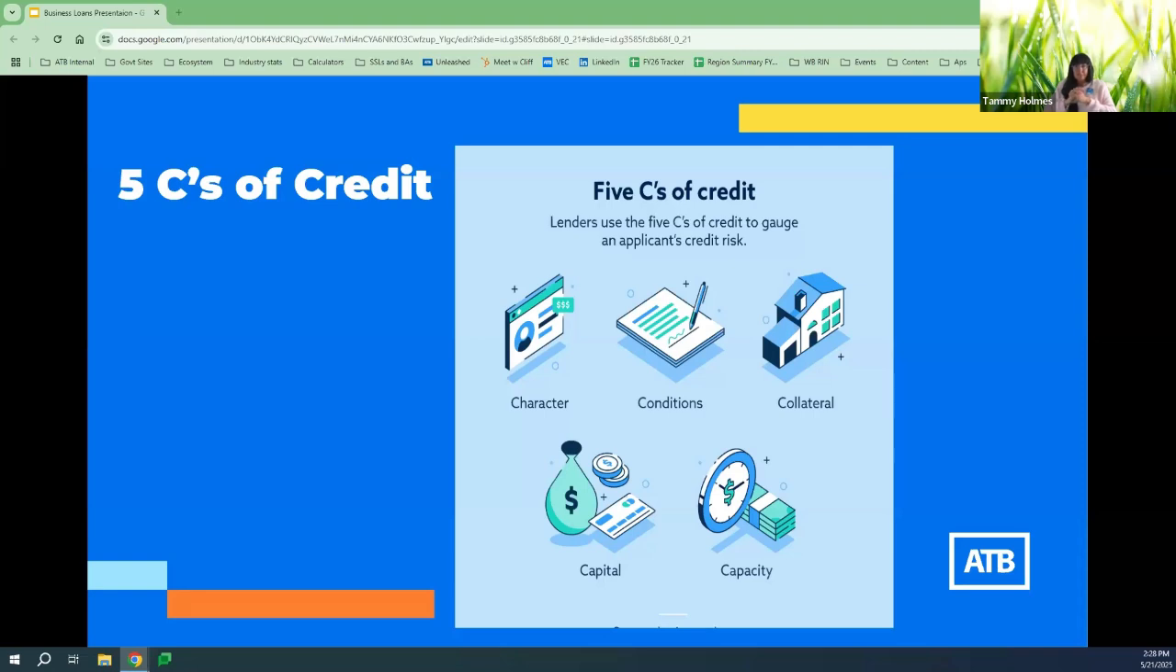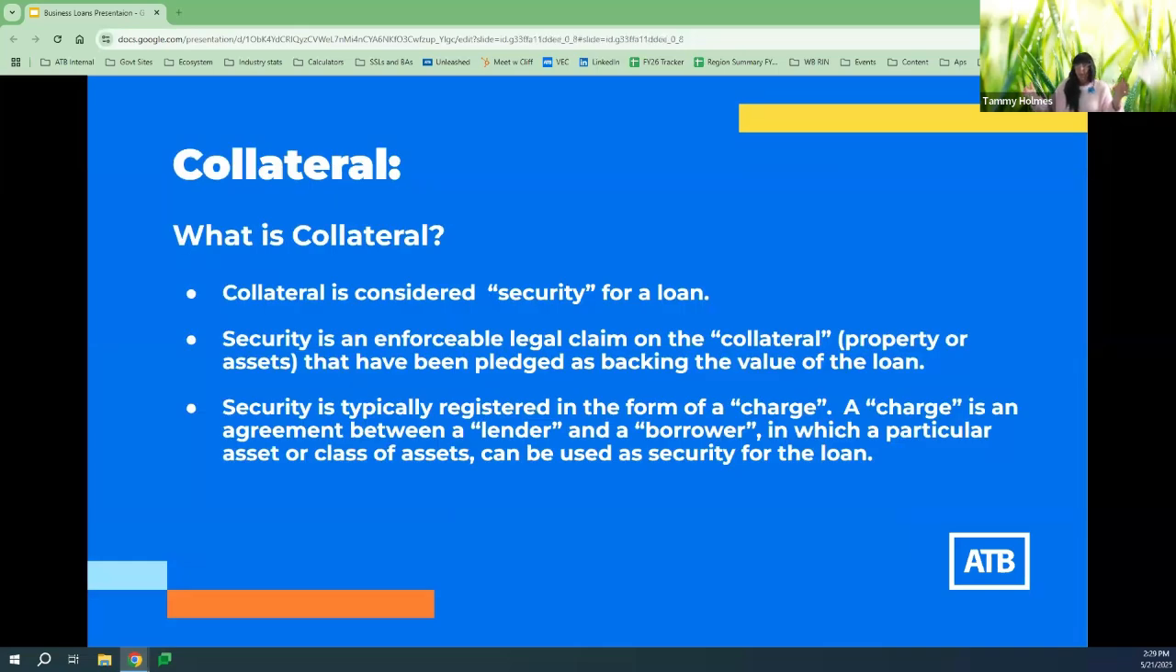So that total debt service ratio always has to be under 42%. And then lastly, collateral. This is a huge one. Most of the loans that we do here at ATB are secured in some form or another. So a collateral is just simply an asset that you pledge for security of the loan, which can be used by us as lenders should the borrower default on the loan.